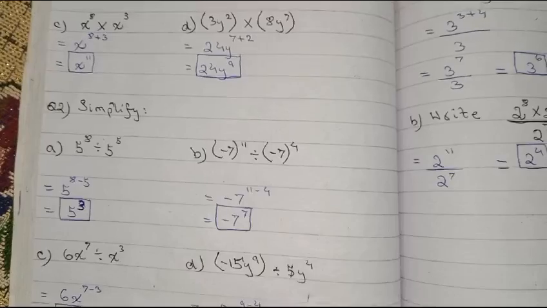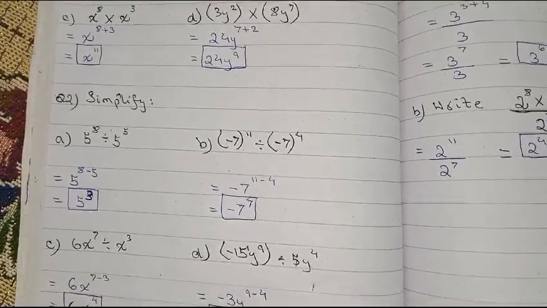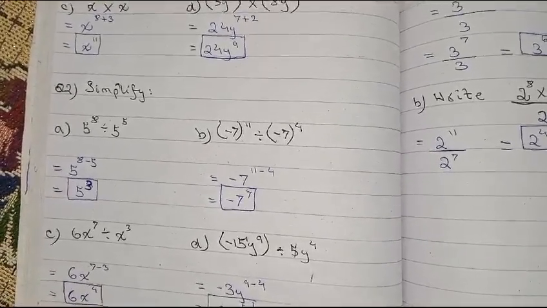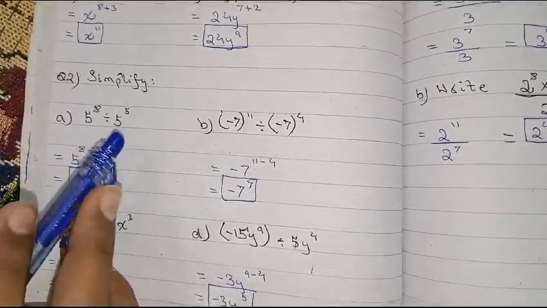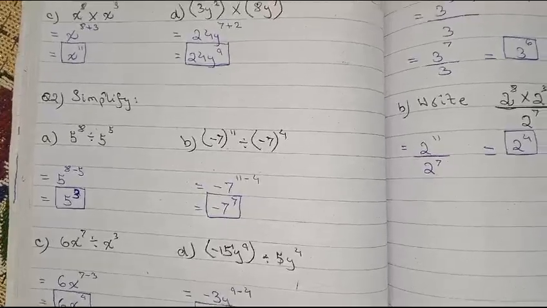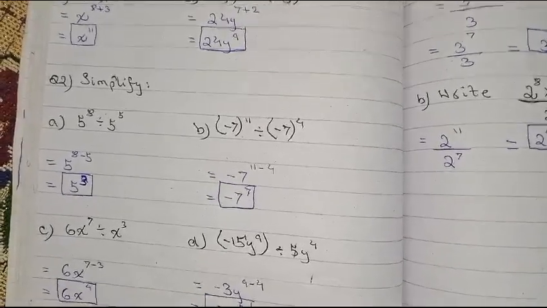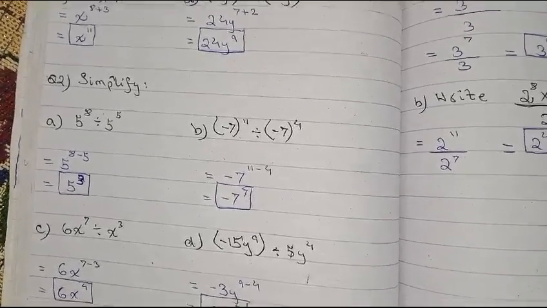Then we will move to question number 2, simplify. If you have learned law 2, which says if the bases are the same in division, we can subtract the powers. So 5 power 8 minus 5 equals 5 power 3.